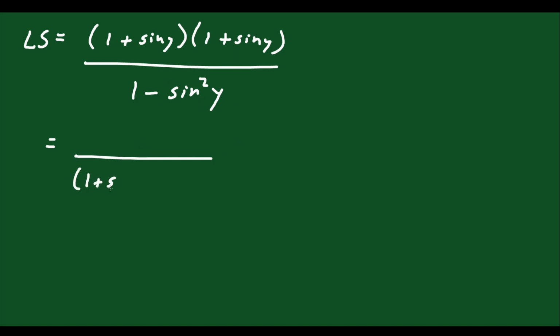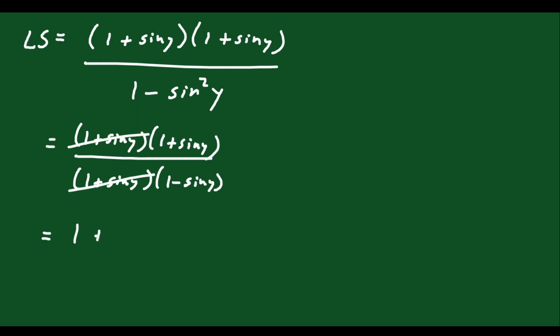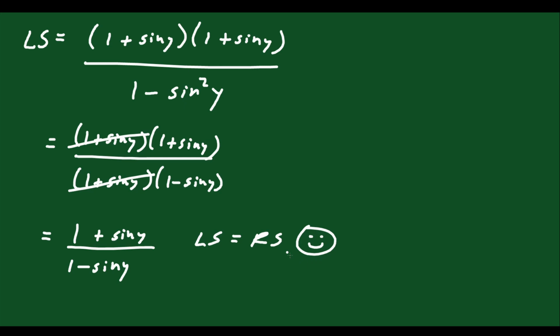So you'll have 1 plus sine y times 1 minus sine y on the bottom, and on top you have 1 plus sine y times 1 plus sine y. Then some of those will cancel out. You'll be left with 1 plus sine y over 1 minus sine y, and that is what we had on the right side. Left side equals right side. So you actually have lots of options. You could work on either side and you could still get to the end of your proof. Okay, let's do a few more.